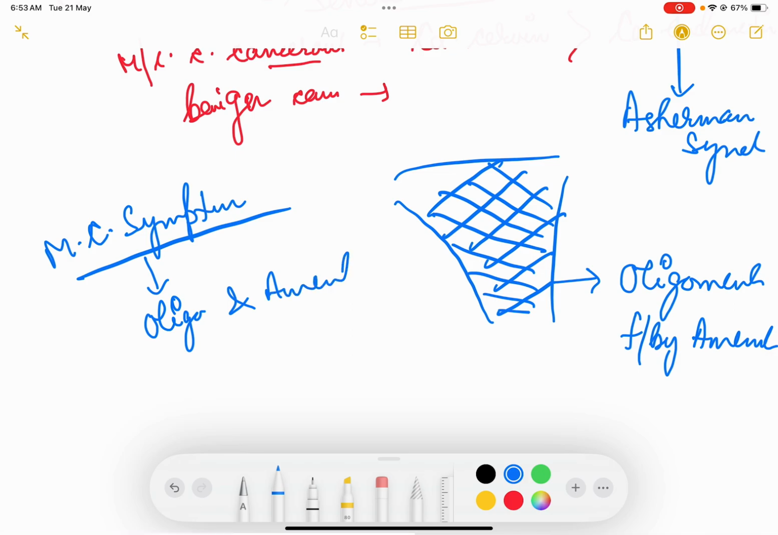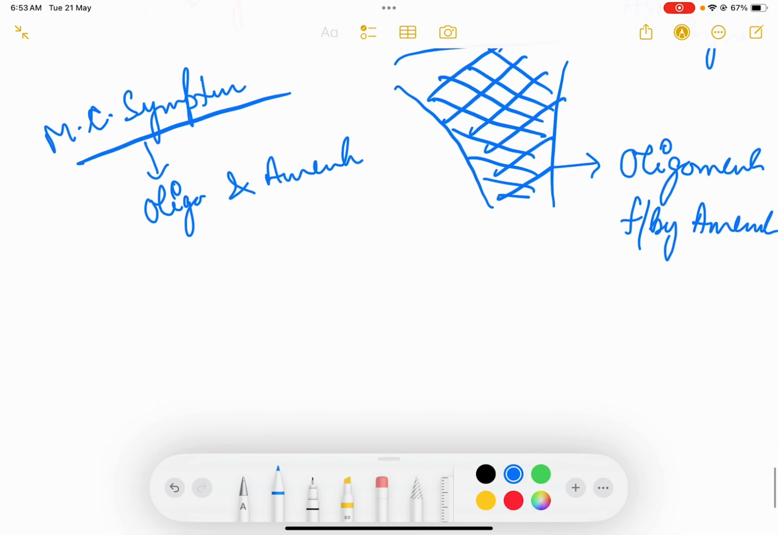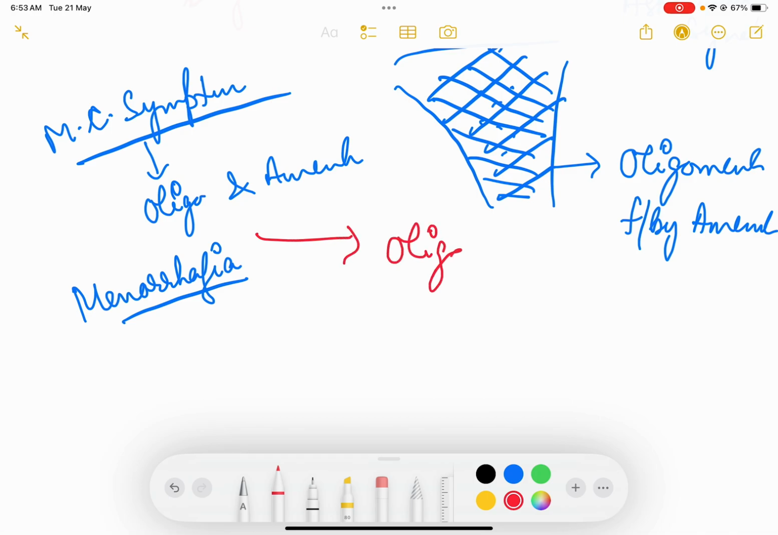But you should remember that in the first phase, when tuberculosis is developing, the patient will present with menorrhagia. In the beginning there will be menorrhagia, meaning heavy menstrual bleeding because there is irritation of the endometrium, later changing to oligomenorrhea and then amenorrhea. So first the periods will increase, then gradually decrease, and then stop.